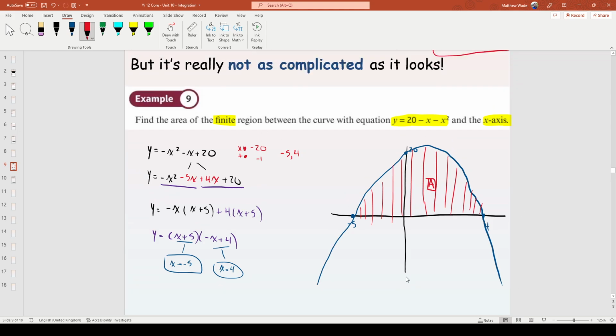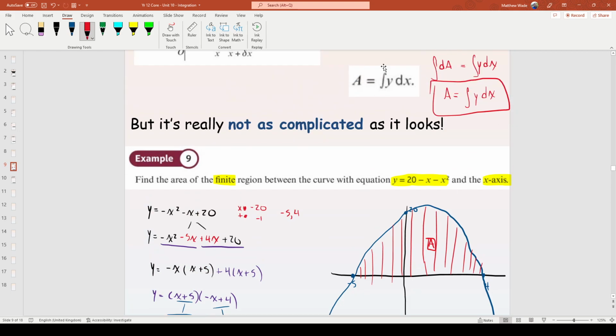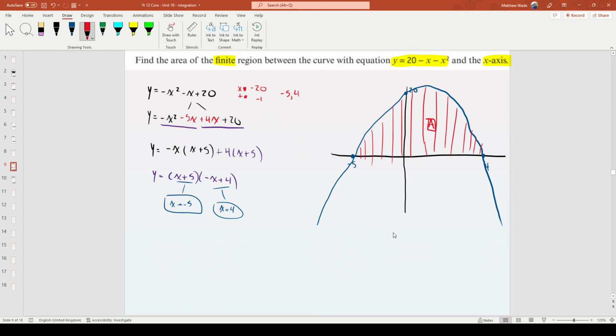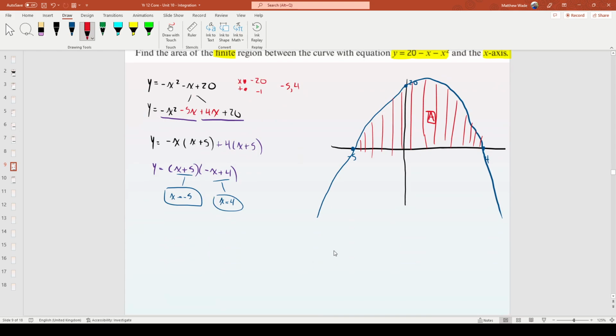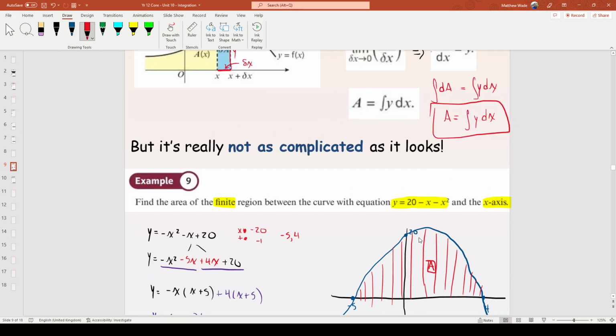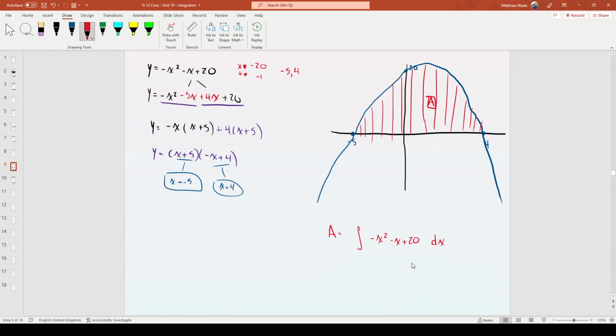Now, when I told you a moment ago that the area is actually the integral of y dx, you don't really need to know too much about that. Here's what you've got to know. The area is going to be the integral of y. In this case, our y happens to be minus x squared minus x plus 20, dx. Can you see I just swapped out the y in that formula with this? Cool. That's the last time I'm ever going to talk about this formula.